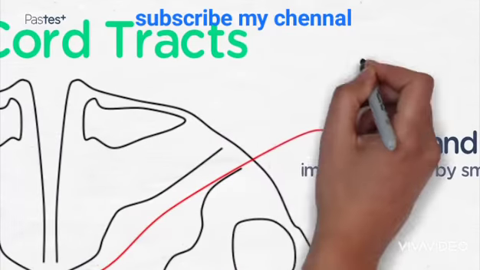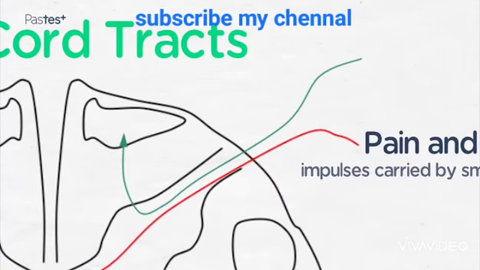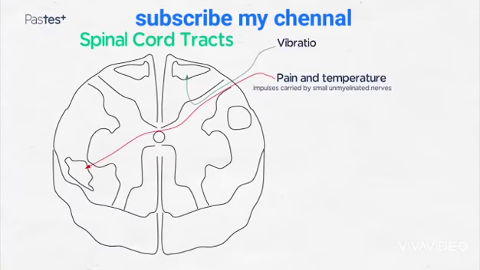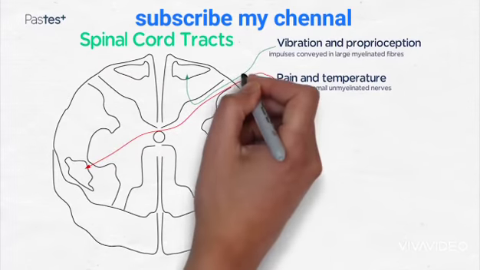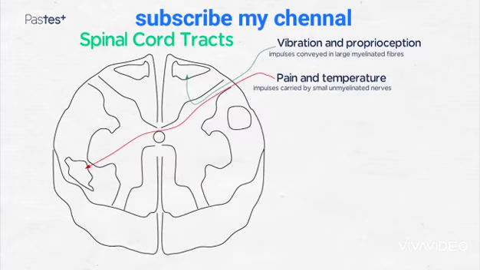The second tract system I want to talk about is to do with feelings of vibration and joint position sense. These impulses are conveyed in large myelinated nerve fibres to the spinal cord, and upon entering the spinal cord through the dorsal root, they immediately go to the dorsal columns and then they ascend ipsilaterally. They get to the medial lemniscus in the brainstem, and at that point they decussate.